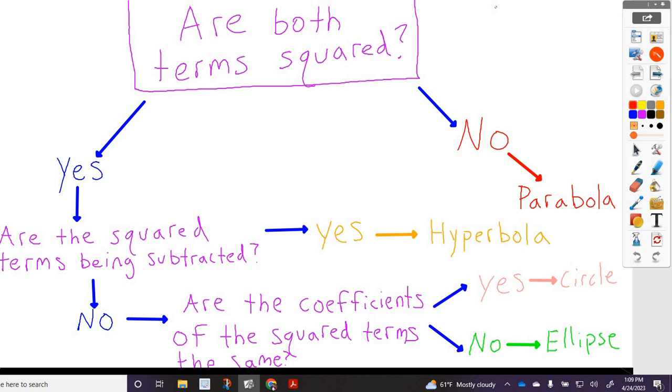So our next question is, are the squared terms being subtracted? If your answer is yes, then we have a hyperbola. It's the only one that has the subtraction symbol in it. If your answer is no, then the last question we're going to ask is, are the coefficients of the squared terms the same? If your answer is yes, we have a circle. And if your answer is no, we have an ellipse.